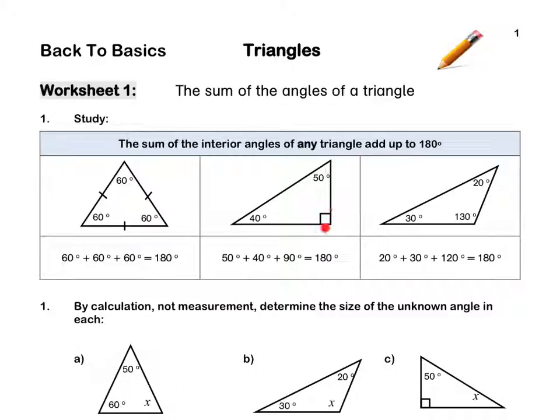In this right angle triangle, we have 50 degrees plus 40 degrees plus 90 degrees, which is this right angle, and all three angles add up to 180 degrees. Lastly, in this obtuse angle triangle, we have 20 degrees plus 30 degrees plus 120 degrees, and all three angles again add up to 180 degrees.